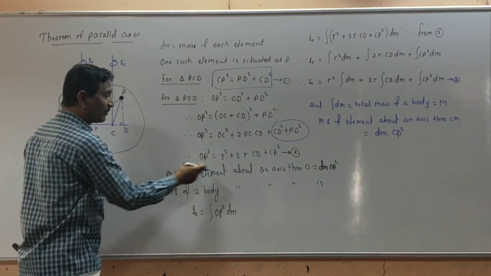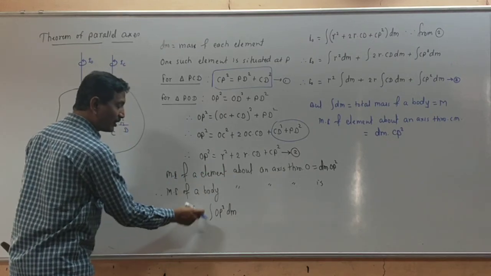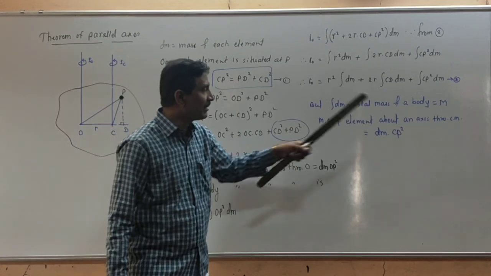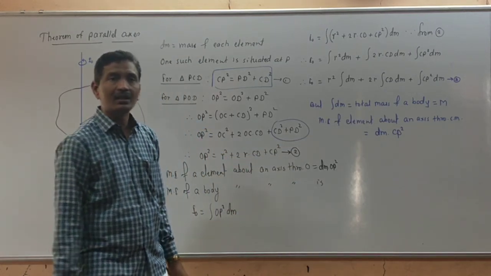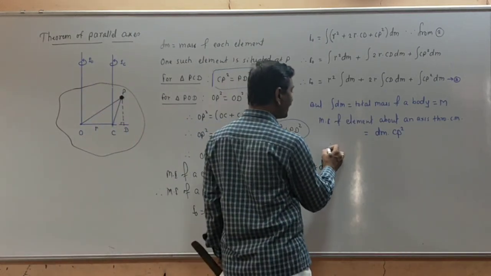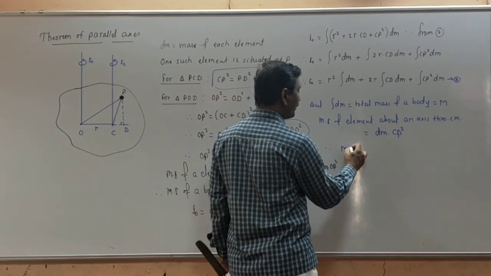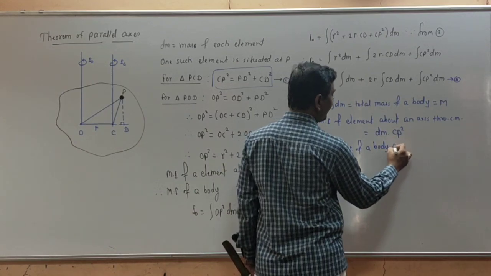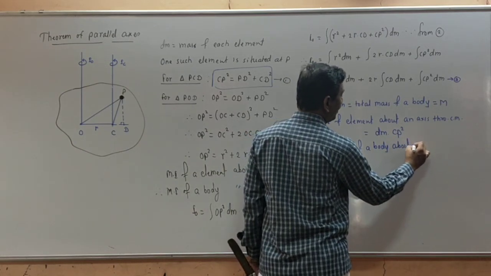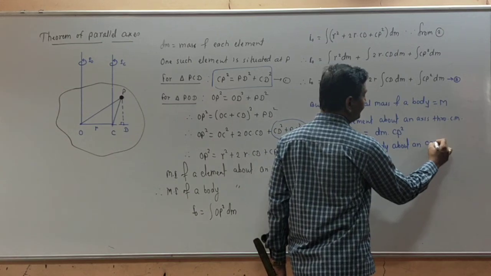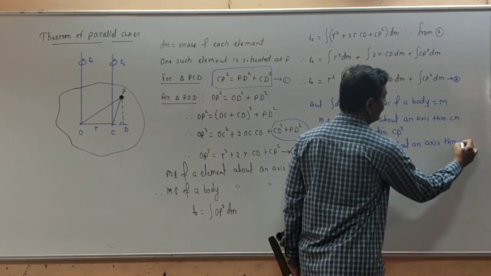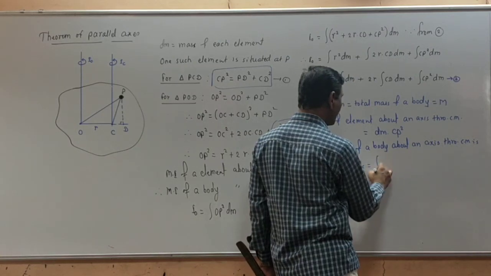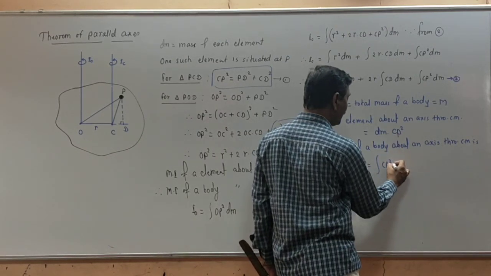If from the moment of inertia of a single element we get the moment of inertia about an axis passing through O, similarly here from the moment of inertia of the element about an axis passing through center of mass, we obtain the moment of inertia of the body. So what is the moment of inertia of a body about an axis through CM? It is denoted by letter IC and it is integration of CP square into dm.